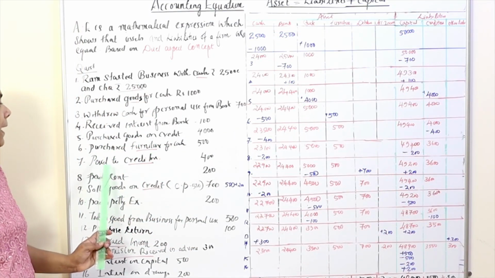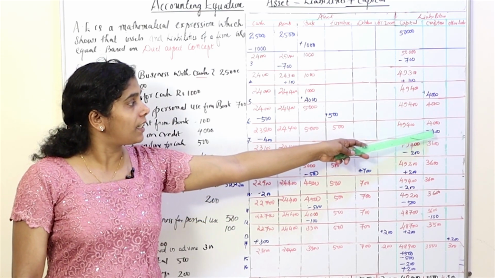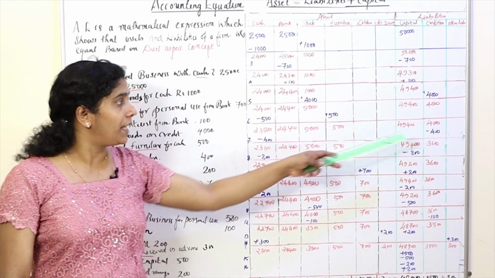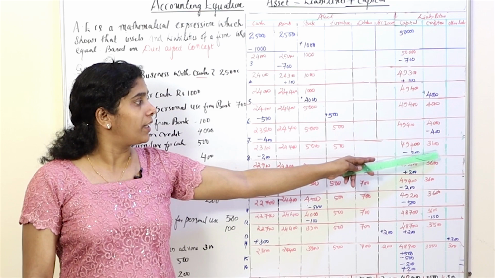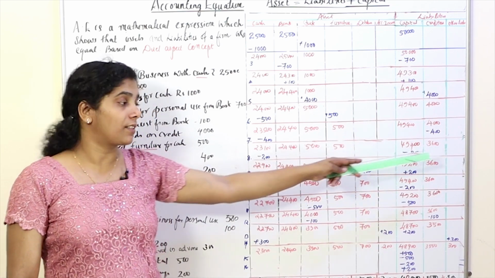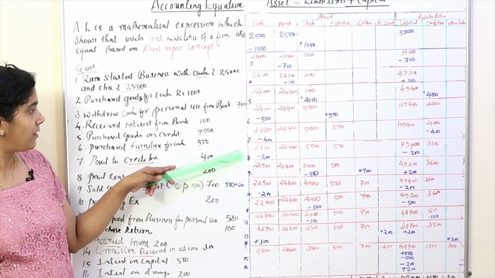Next is paid to creditors. Creditors payable 4,000 was there. Now 400 we are paying, and at the same time cash is also reducing. So now the new creditors liability is only 3,600, and here cash is also reduced at the same time, and the new equation is this one.